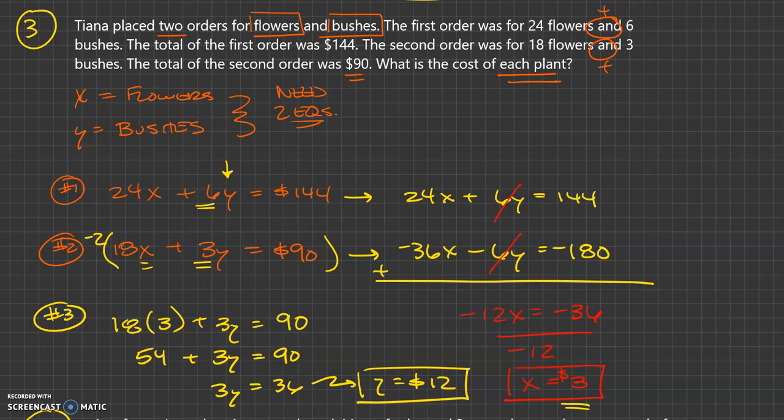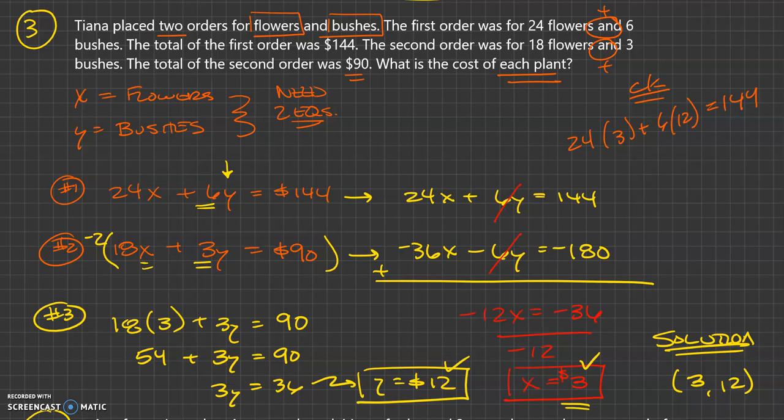So that's your solution. If you wanted to graph this, these 2 lines would cross at a point at 3 and 12. Now these are your 2 answers. Now, one thing that I haven't been doing is, what if we check this? Let's just come up here and check it. Let's use that top equation, 24 times 3 plus 6 times 12. Does that equal 144? And yes, it does. 24 times 3 is 72, plus 72, yes, that equals 144. So I do feel good about my solutions.